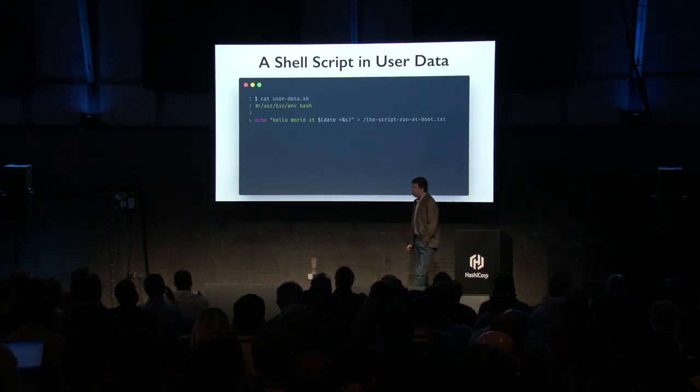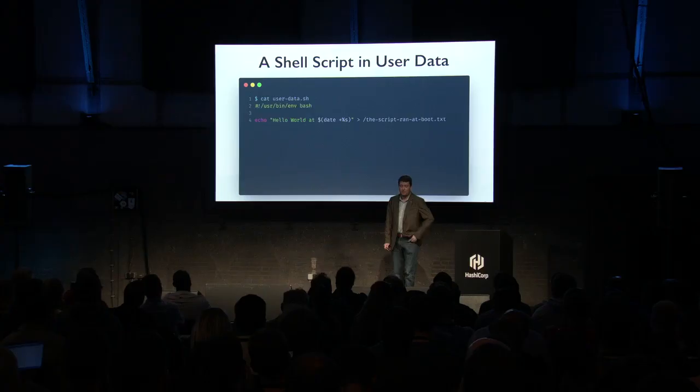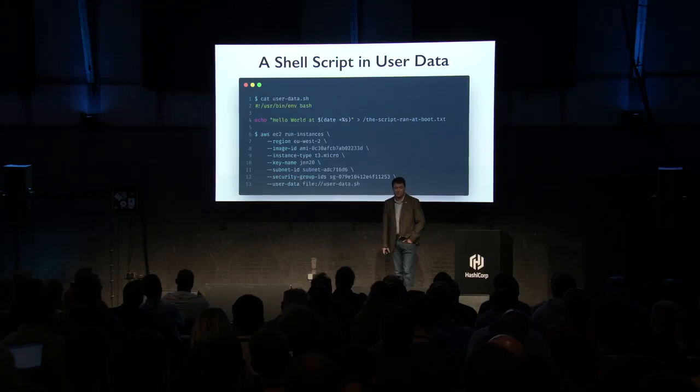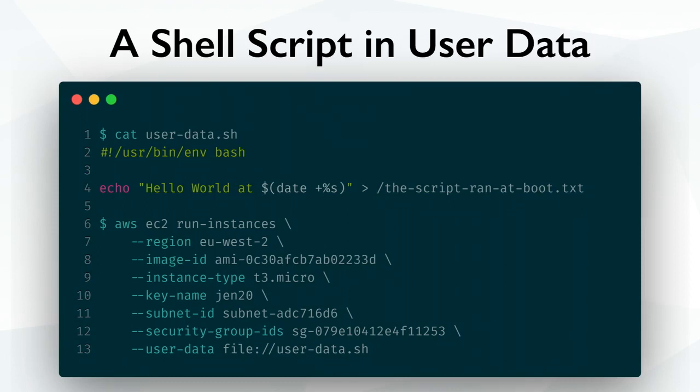So we have a shell script, and all the shell script does is echo some text, including the date stamp, into a file when it's run. So if we run an instance in EC2, we can specify at the bottom this user data, and then use a file reference to the file on disk.